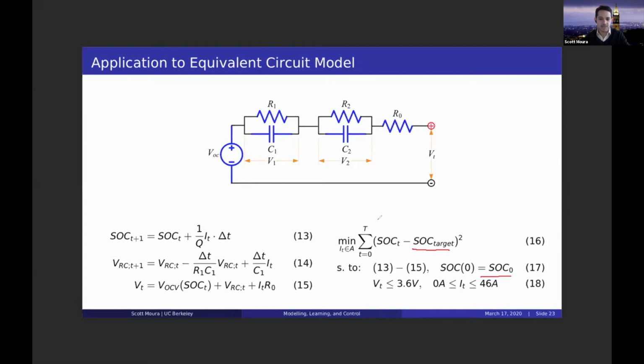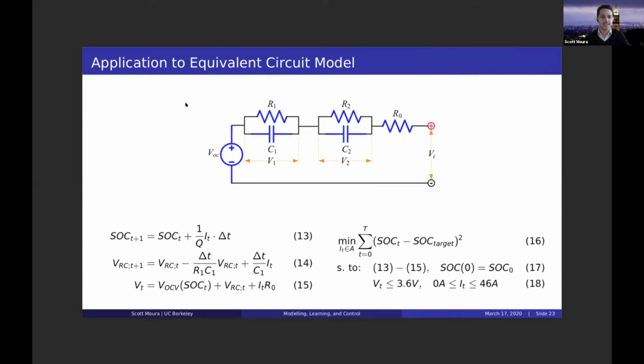And what this reference is saying is I want the state of charge to track as closely as possible to my target. Think of something like 0.8, for example, SOC, as best as I can over this finite time horizon. So t going from 0 to capital T, while satisfying these constraints. And I also have voltage limits here, which will play an important role.